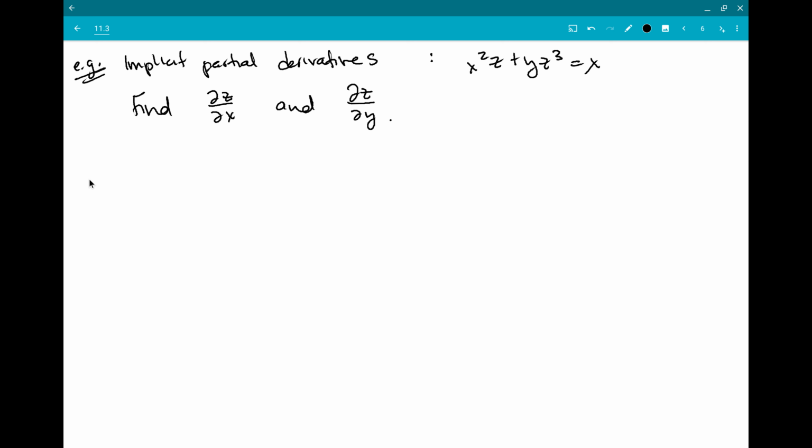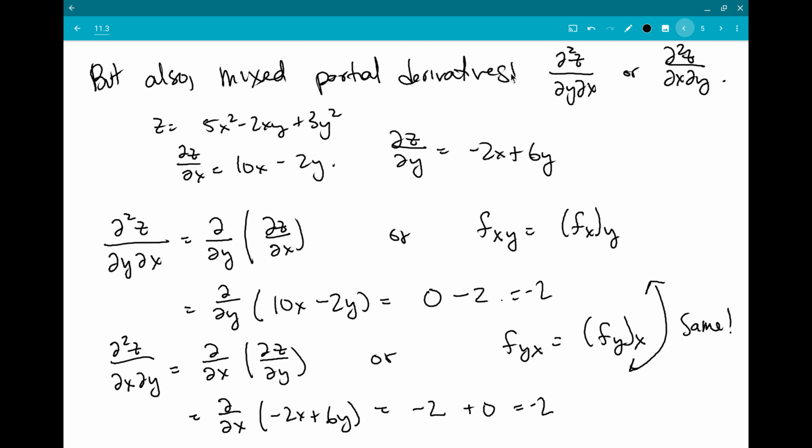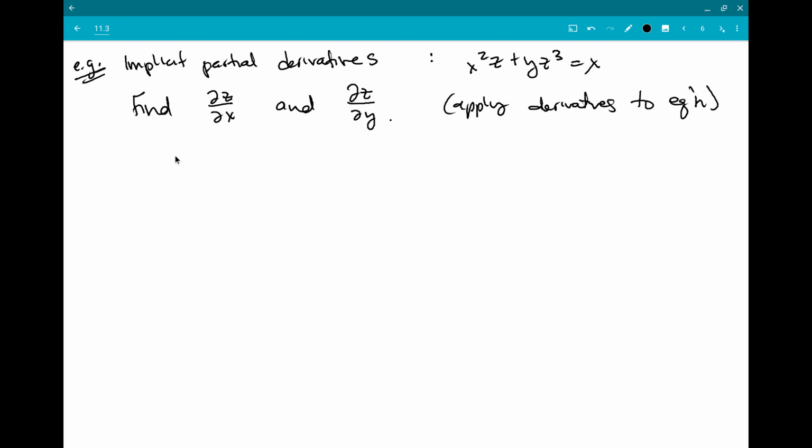So the approach is just going to be to sort of pass a derivative all the way through both sides of our equation. And this is why I like this notation with the d's instead of the f sub whatever notation, because it's easier to see how to do this. So if I want to know a derivative with respect to x, I'm just going to take a derivative with respect to x of the thing I was given, x squared z plus yz cubed. And if I take the derivative on the other side, it should stay equal.